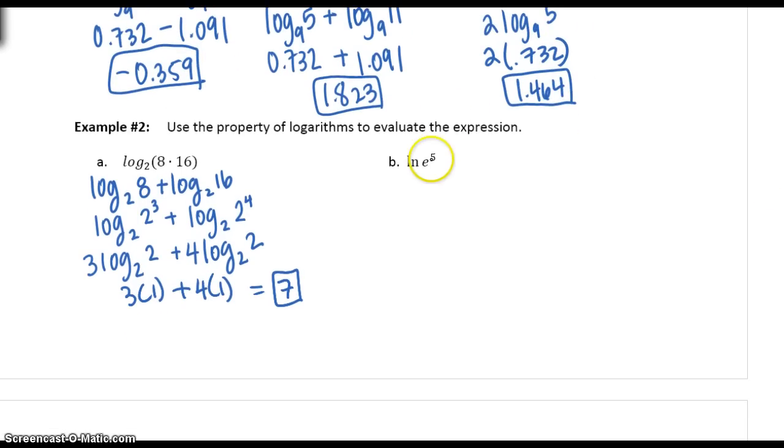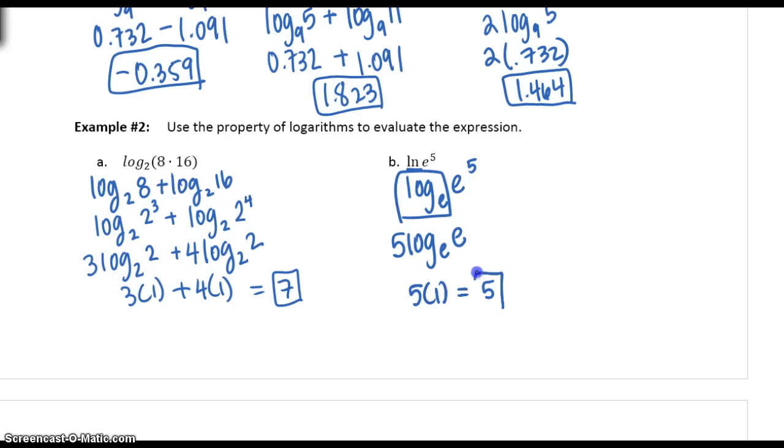Okay? This next one, natural log. Now, do you remember natural log? Natural log is just the logarithm base e. So natural log is literally this part right here. Well, we can bring down our 5, right? And then log base e of e, again, just like we had log base 2 of 2, we can make that a 1, and we just get 5. All right, so using those properties.